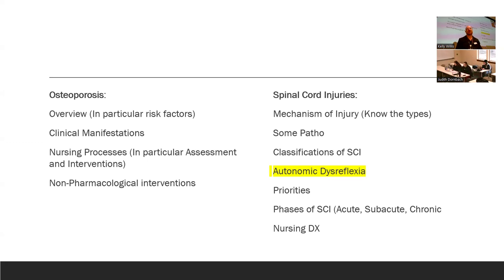Spinal cord injuries seems like a pretty big topic. But I want you to know the mechanism of injury. And in the book, there are several types, so have those memorized. Some patho classifications, so what level of injury there is. Be familiar with that. And there's a section, I think it's boxed, on autonomic dysreflexia. Priorities, think of your ABCs: airway, breathing, circulation. Phases, so acute, subacute, and chronic. So know the differences between those. And some nursing diagnoses. For all of these, I would know at least a few nursing diagnoses that go with the questions.